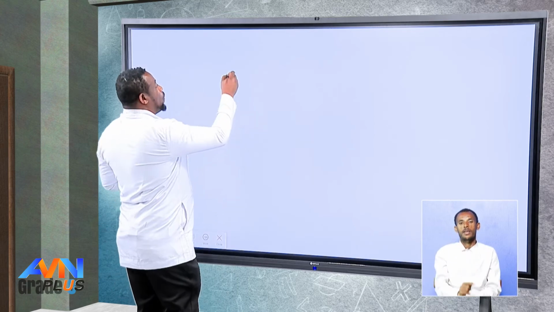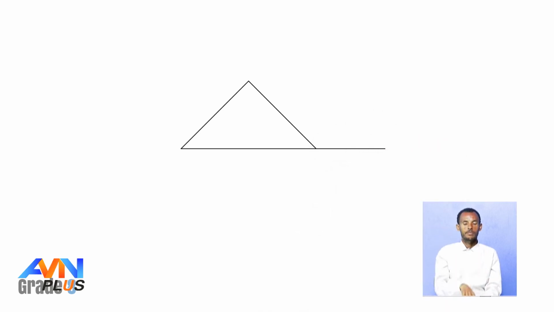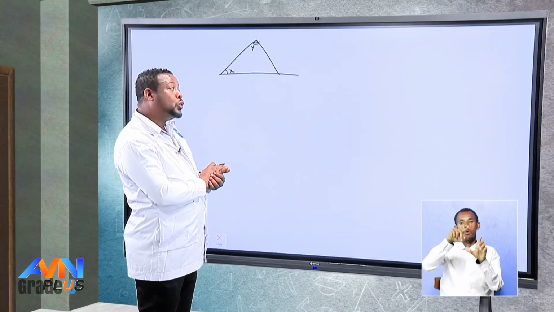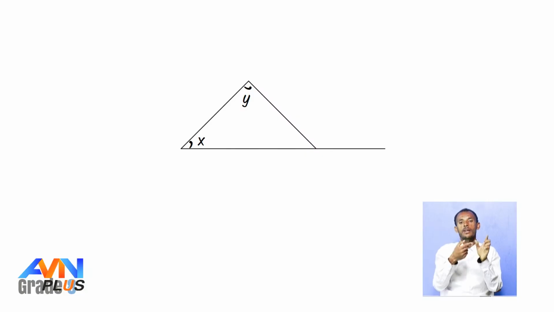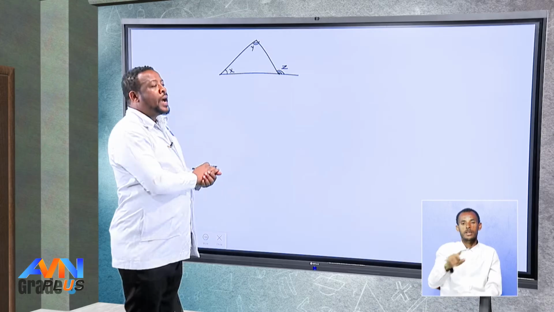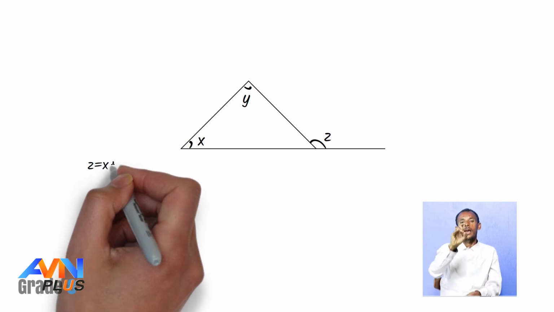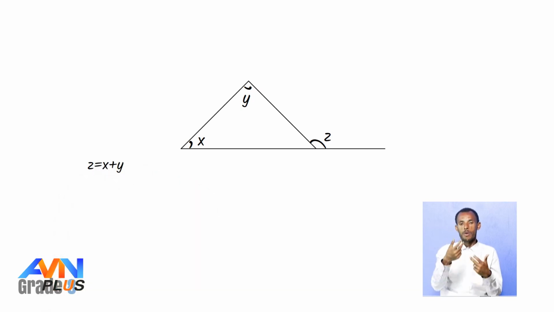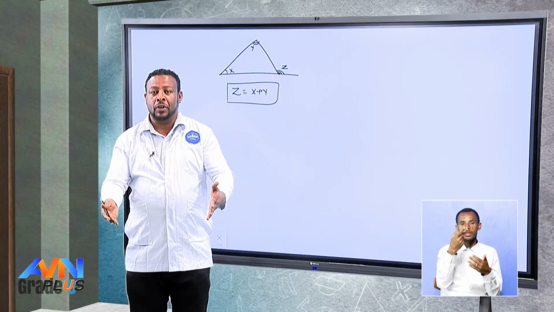Geometrically, if we have a triangle like this, having two remote interior angles x and y, assume these two are our two remote interior angles. The sum of these two gives us the exterior angle z, right? So z is x plus y. We have seen this theorem and we have seen the proof of this theorem.